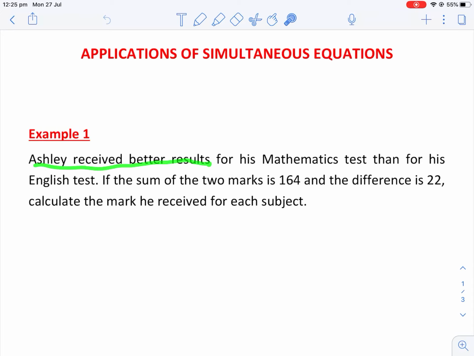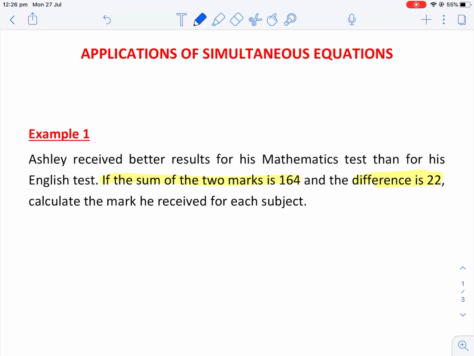Ashley received better results for his mathematics test than for his English test. If the sum of the two marks is 164, so we got to write that. The sum is 164 and the difference is 22. Calculate the mark he received for each subject. Now, when we read this one, we know that there are two unknown numbers in here that we need to find, which are the marks of the mathematics test and the English test.